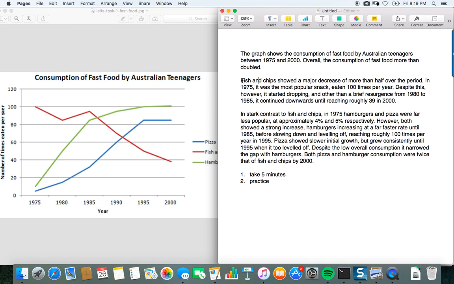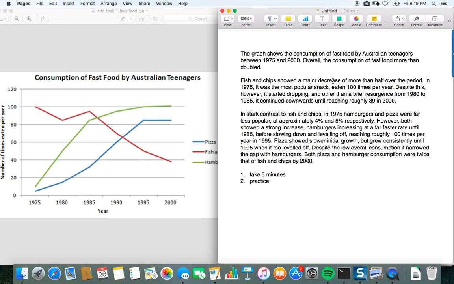Now we go on to our first part, which is fish and chips. Now this is really important in this task. Make sure it's clear what you're going to talk about. Fish and chips showed a major decrease. That's the overall trend, and you really want that to be the first thing you say. What is the overall trend? It decreased. That's the first thing you need to say. Everything else will support that. That's the order you want to go with. Trend and then data. Trend, data.